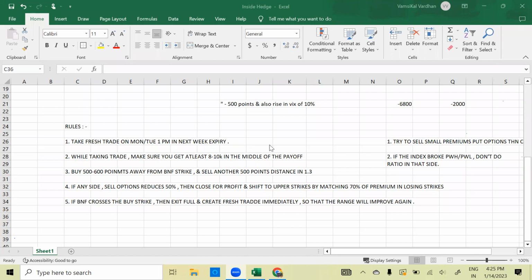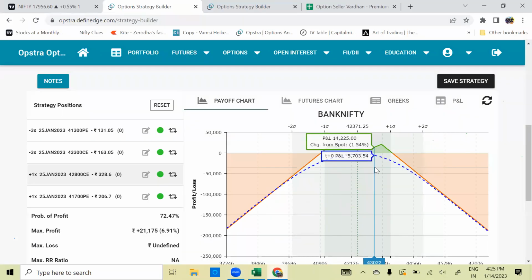From trade entry to trade exit, there are high chances for option sellers to make money, especially in this inside hedge method. So it is very simple. I just started doing this trade for one reason: 70% of the time the market will be range bound, so straddles are the best way to make money.